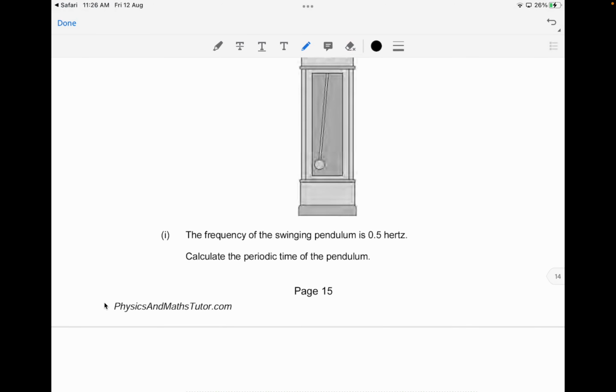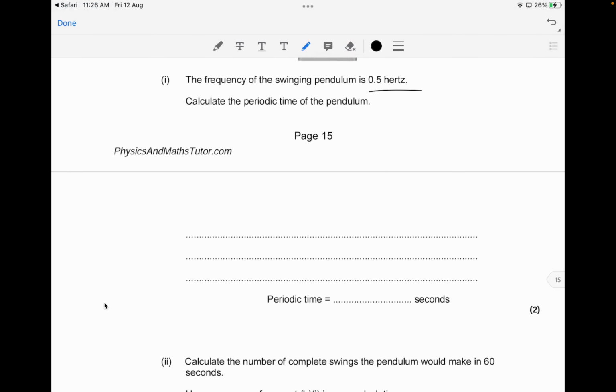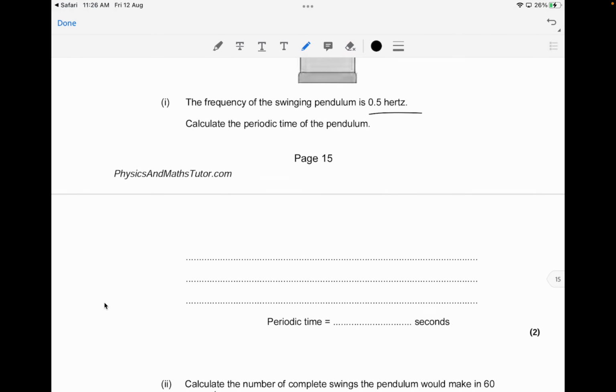The frequency of the swinging pendulum is about 0.5 hertz. If we calculate the periodic time of the pendulum, this is a question where you have to use a formula for the periodic time. The formula is time period equals 1 divided by the frequency. So that's 1 divided by 0.5 hertz, which gives us a value of about 2 seconds. All right, so 2 seconds is your answer in this case.